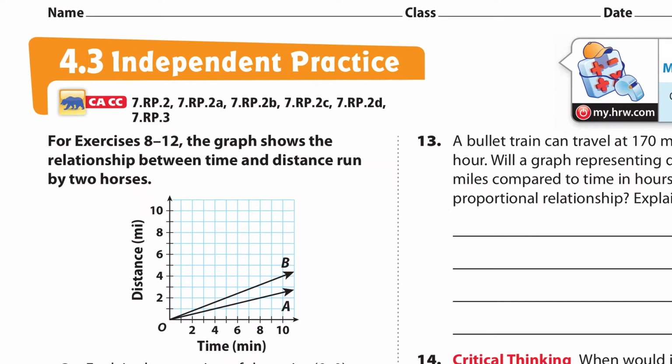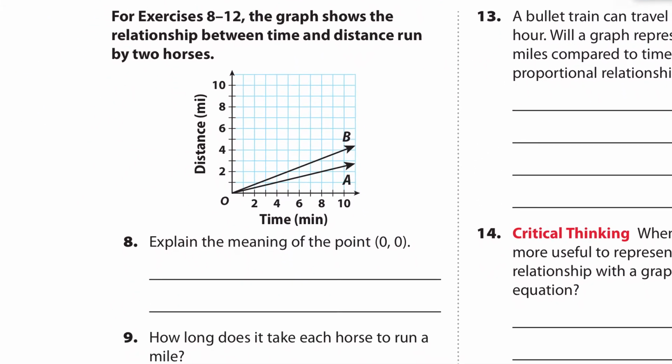So our first problem, we got several things here. For exercises 8 through 12, the graph shows the relationship between time and distance run by two horses. Explain the meaning of the point 0, 0. Well, 0, 0 is this point right here, and this is time, as we can see, and this is distance. So what that means is the distance.